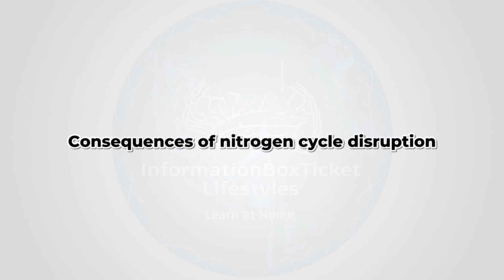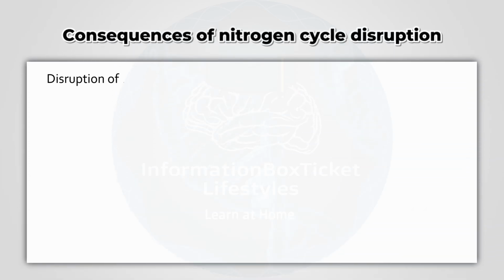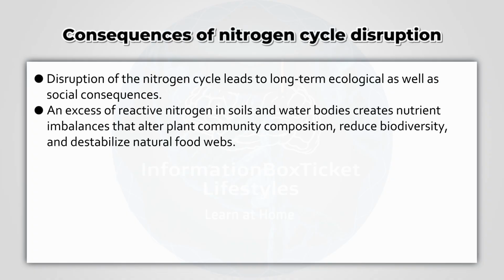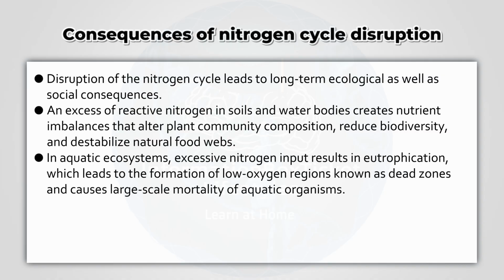Consequences of nitrogen cycle disruption. Disruption of the nitrogen cycle leads to long-term ecological as well as social consequences. An excess of reactive nitrogen in soils and water bodies creates nutrient imbalances that alter plant community composition, reduce biodiversity, and destabilize natural food webs. In aquatic ecosystems, excessive nitrogen input results in eutrophication, which leads to the formation of low oxygen regions known as dead zones and causes large-scale mortality of aquatic organisms.